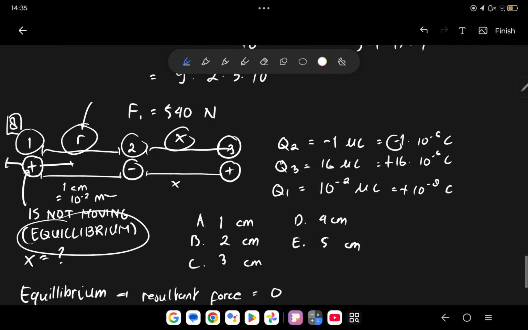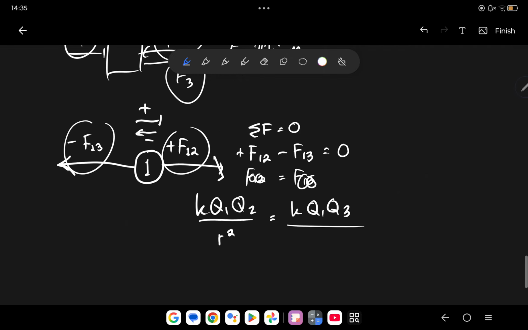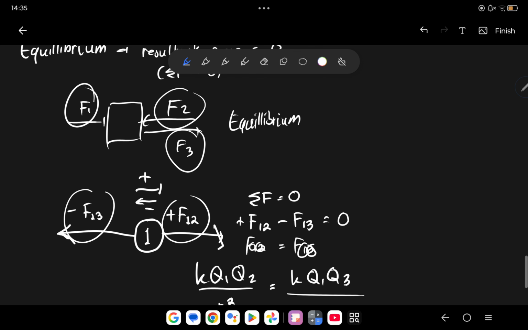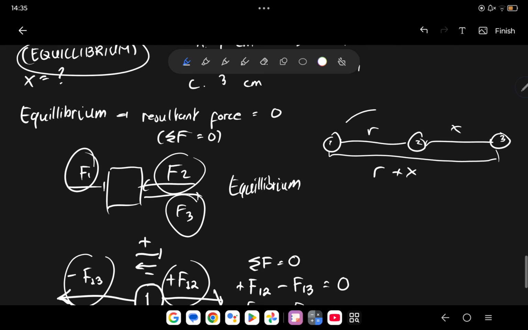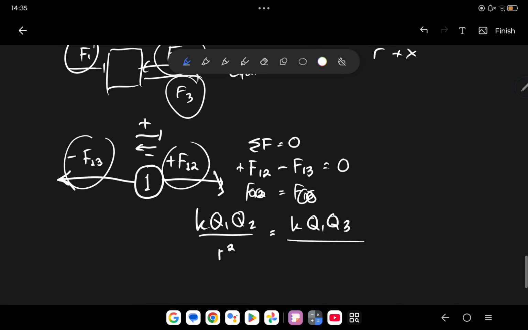Okay, hold on. This is really messy. I'm going to redraw it here. So this is 1, this is 2, this is 3, this is r, this is x. What is the distance from here to here? Well, obviously it's just r plus x, because we're adding them up here and here. R plus x. Okay, cool.